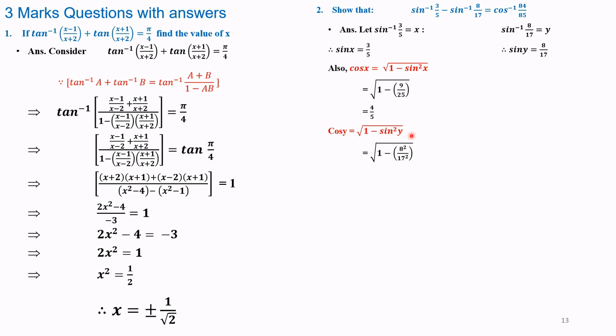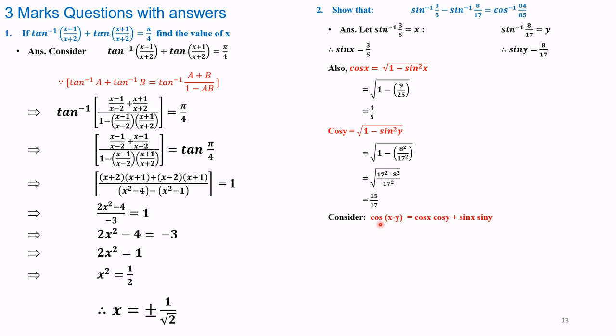Because here sin squared y is there, so we are taking 8 squared by 17 squared. Simplifying, take 17 squared as LCM. This will be 17 squared minus 8 squared divided by 17 squared. Solving 17 squared minus 8 squared, we get the numerator as 225 divided by 17 squared, and taking the root, cos y is equal to 15 by 17.